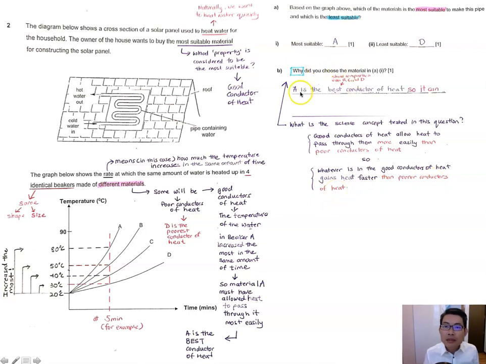Now I can answer this. A is the best conductor of heat. Well, this shows my understanding. And when I use words like best, I'm making comparison with B, C, and D. But that's not enough. It is the best conductor of heat. So what? So the temperature of the water increases the most in the same amount of time. This one makes reference back to the idea of rate.